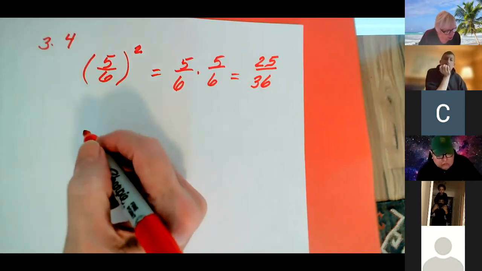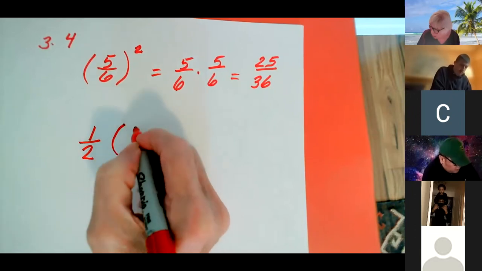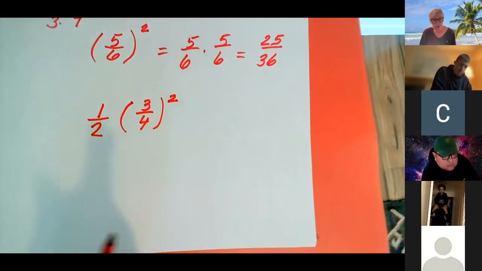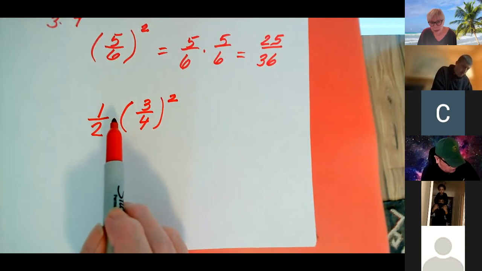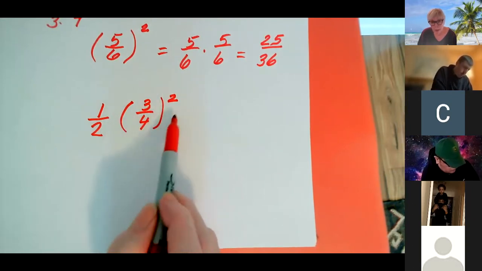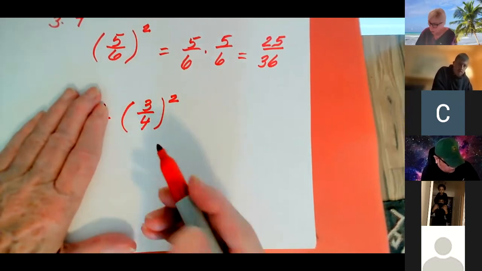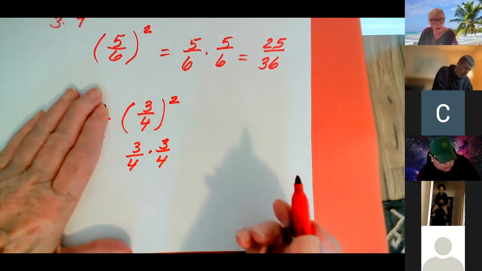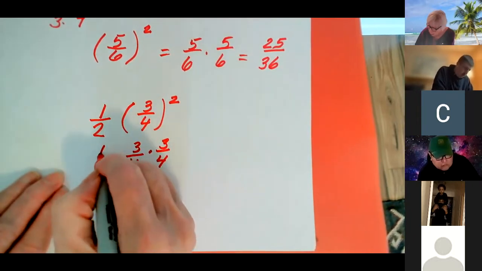Interestingly enough, here's another one that's slightly different. 1/2 times 3/4 squared, okay? This 1/2 here is considered multiply. There's nothing there. But this part here is the power. And so this is ignored, and you do the 3/4 times 3/4. Okay, so we've taken care of the exponent. Now we can deal with 1/2.